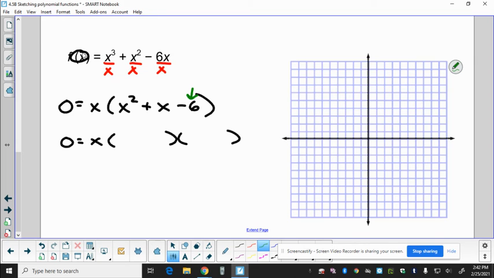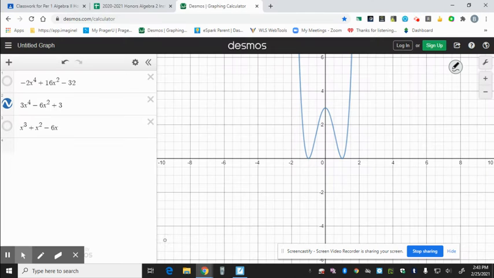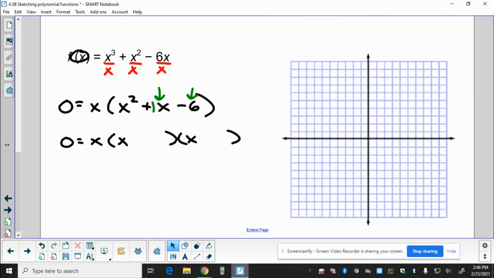All right, I need two numbers that multiply to give me -6 and add together to give me 1. I think that's going to be, hold on a second, please. Okay, and we're back. Sorry, an interruption to the recording.